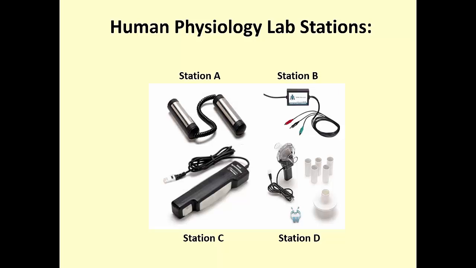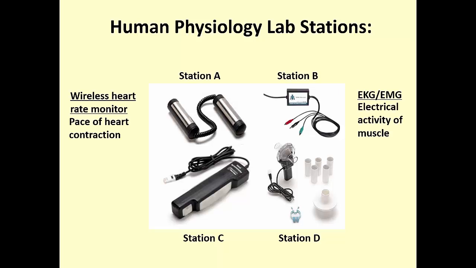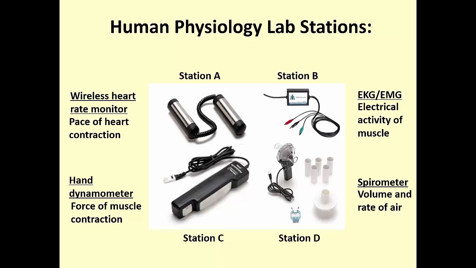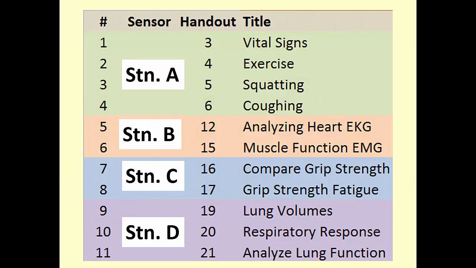So, I'm going to go over shortly what measurements you can take and how the room will be set up. There will be 4 different stations you will rotate through, which are related to heart rate measurements, EKG, EMG measurements, grip strength measurements, and air volume and airflow measurements. You will be able to follow 11 different protocols during the duration of this lab using these measurement probes. Some of these protocols have more than one experiment. I will briefly go over these here now.